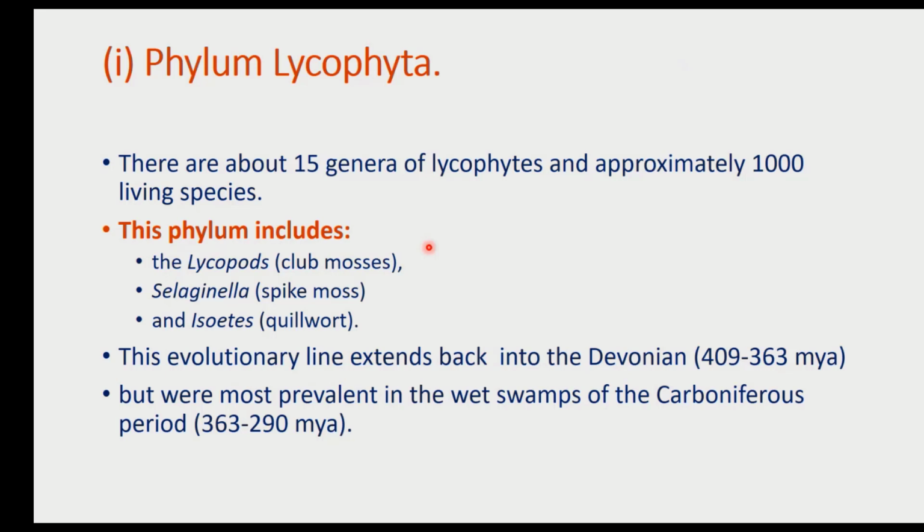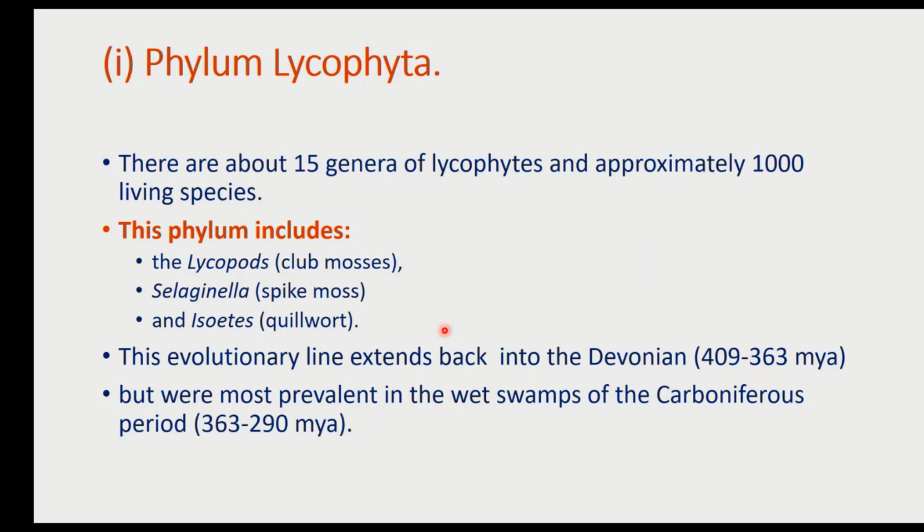And this phylum includes lycopods, which are club mosses. I would have loved to indicate also what those are in visual pictures. You would have loved to, but you can also Google this. And Selaginella, which is spike moss, and Isoetes, which is quillwort.